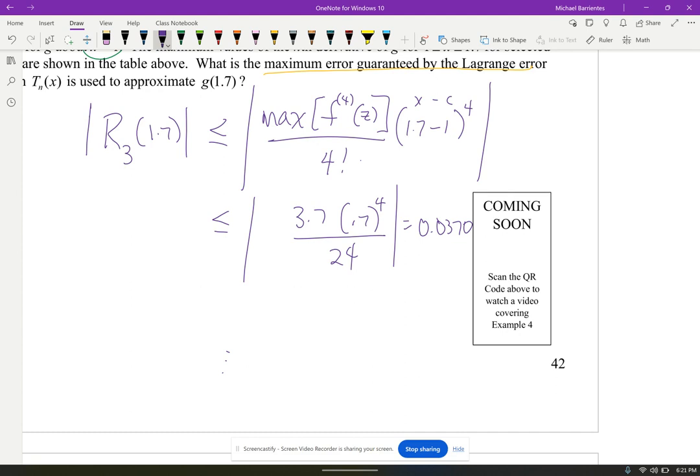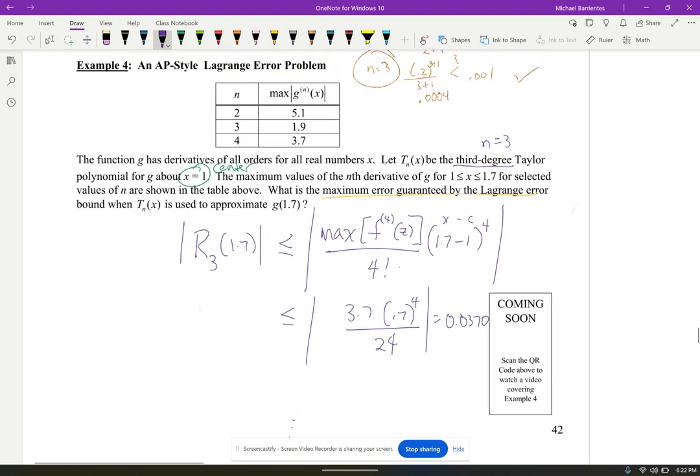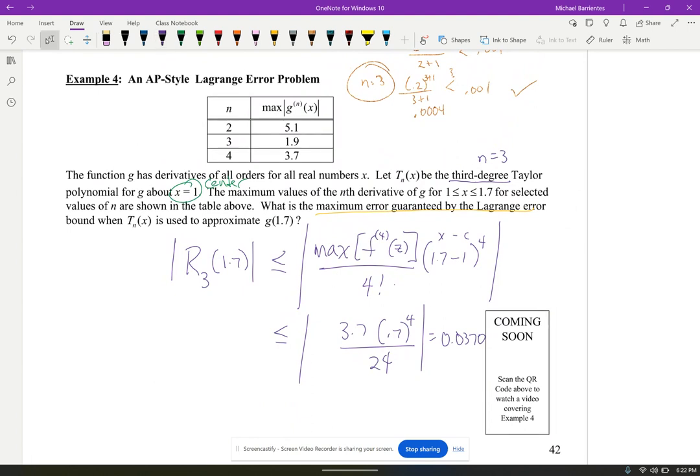So my remainder, my error has to be less than or equal to that value. And I figured that value because I was given just enough information to figure it out. But it all comes down to this formula. That wasn't really that difficult. And if you know where everything goes, it's a pretty easy way to gain points on the AP Calculus exam.